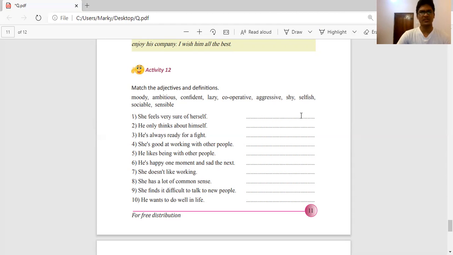it's not positive nor negative. It's okay to be shy. You just need to work on it if you want to. If you find it difficult to talk to new people, you just need to take the time to learn, to grow the confidence to talk to new people. Okay.